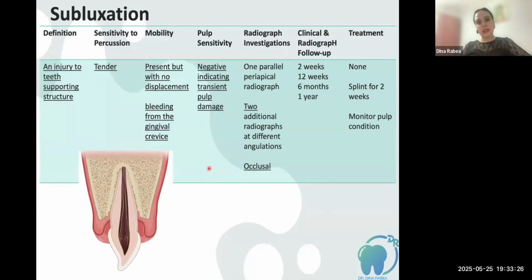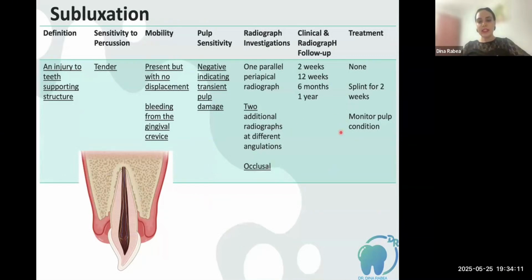A more severe, but still mild in luxations, a subluxation, which is again below the level of luxation. The tooth is not displaced, but it is mobile in situ in place. It is tender to percussion, and there is a mild injury to the supporting structure, to the periodontal ligament. A very significant character is bleeding from the gingival crevice in this case. And pulp sensitivity most of the time is initially negative, indicating a transient pulp damage, because the blood supply might get cut upon the blow or the trauma.